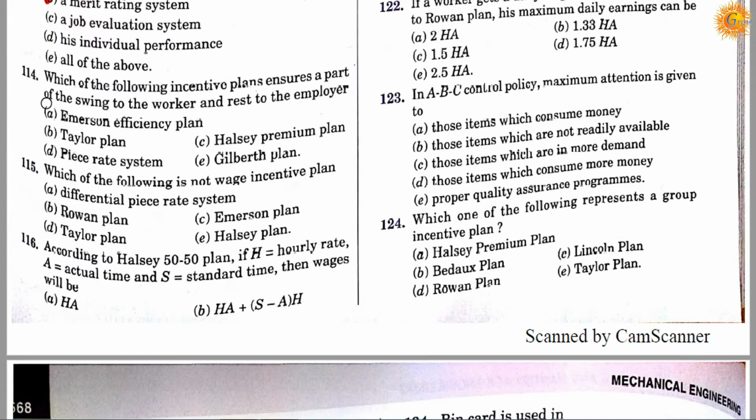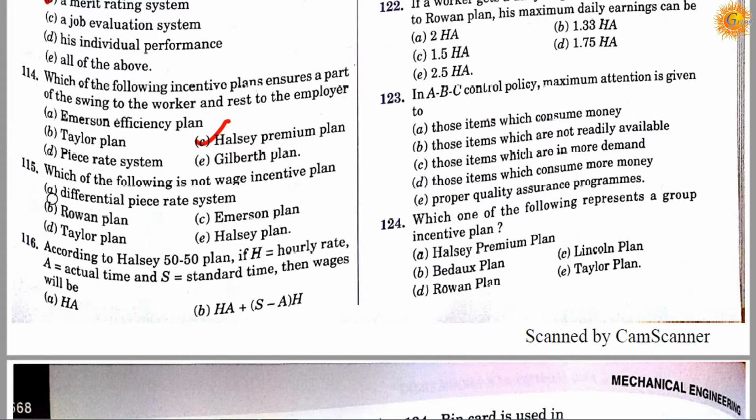Question number 114. Which of the following incentive plans ensures a part of the savings to the worker and the rest to the employer? Option A is the Emerson efficiency plan, option B is the Taylor plan, option C is the Halsey premium plan, option D is the piece rate system, and option E is the Gantt plan. Correct answer will be C. The Halsey premium incentive plan ensures a part of the savings to the worker and the rest to the employer.